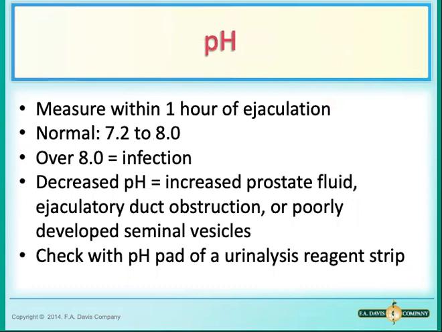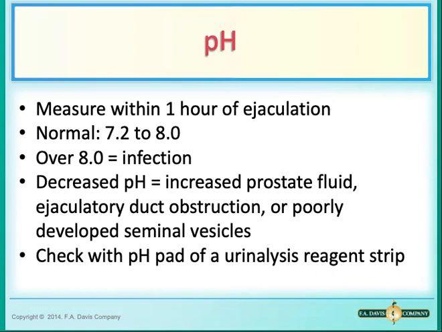Okay, the next parameter is evaluating the pH of the sample. The pH of the semen specimen indicates the balance between the pH values from the acidic prostatic secretion and the alkaline seminal vesicle secretion. The pH should definitely be measured within 1 hour of ejaculation, because you want to avoid the loss of CO2 that occurs after 1 hour.